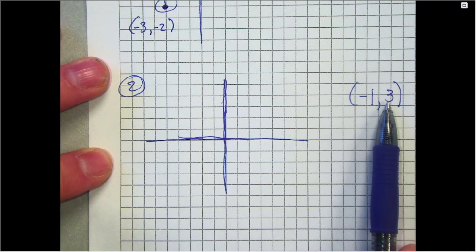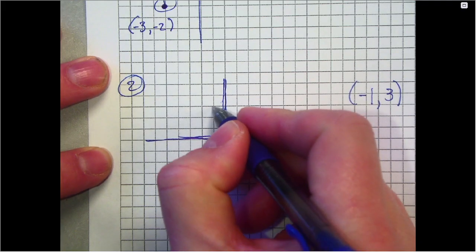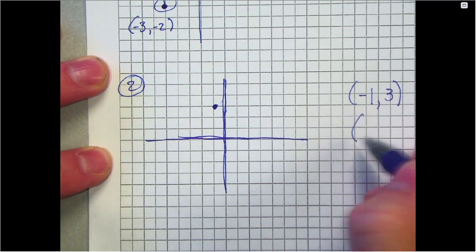Left, and 3 up. But I started at the origin, right? I should have mentioned that. So 1 left and 3 up. Alright, now put the point 5 comma 0.